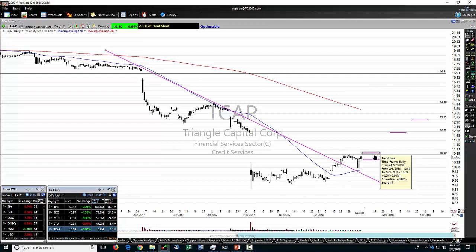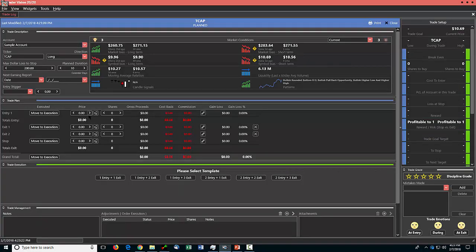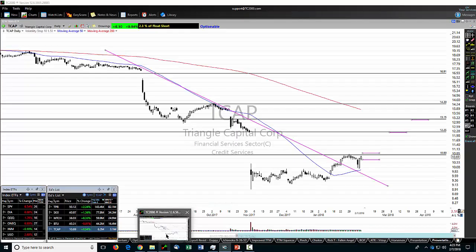So we're looking at a 10.80 entry, a 10.50 stop, a 12.20 first target, and a 13.10 second target. Let's see if I can remember those numbers. So we're looking at a 12.85 entry, a 12.50 stop, what did I say? That was 10.80 and 10.50, 12.20 and 13.10.